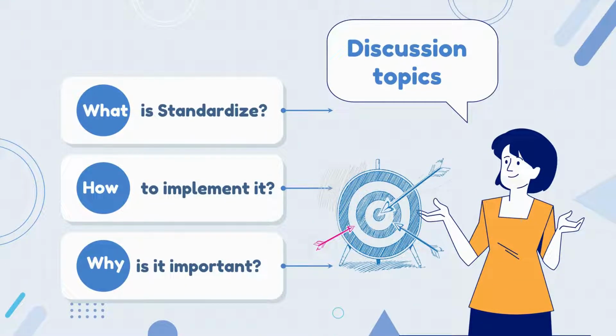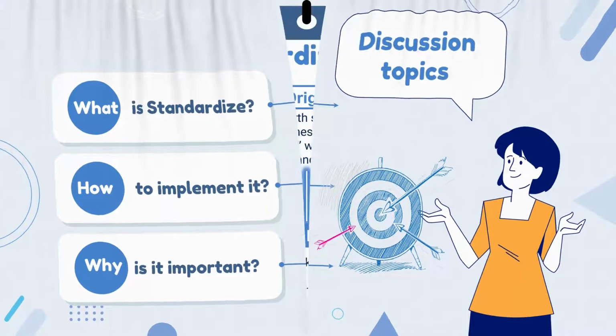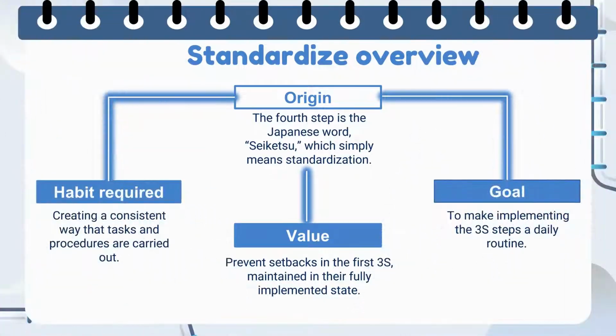In this video, we will take a look at the meaning of the Standardize step, how to effectively implement it, and the benefits it brings to the workplace. So, what is Standardize? The fourth step is Seiketsu, which simply means standardization. Standardizing means creating a consistent way that tasks and procedures are carried out. The basic purpose of Standardize is to prevent setbacks in the first 3S, to make implementing them a daily routine, and to make sure that the 3 steps are maintained in their fully implemented state.